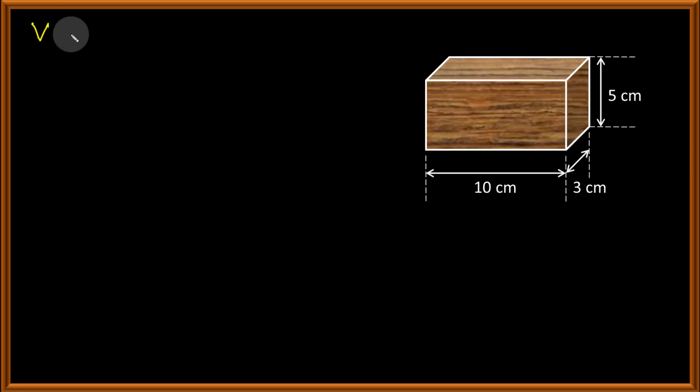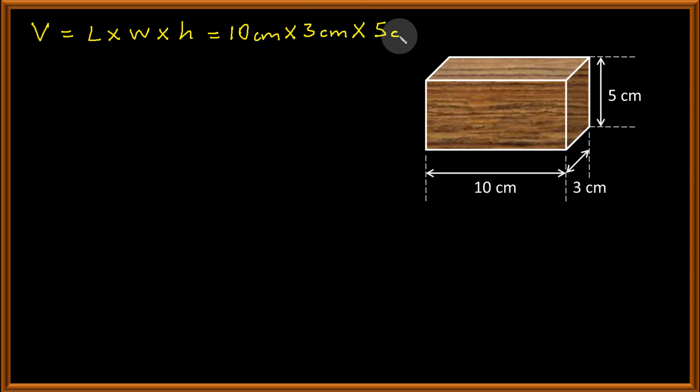Because it is a cuboid, volume is equal to length times width times height. And of course, this will give us 10 centimeters times 3 centimeters times 5 centimeters. And this will give me 150 centimeters cubed.